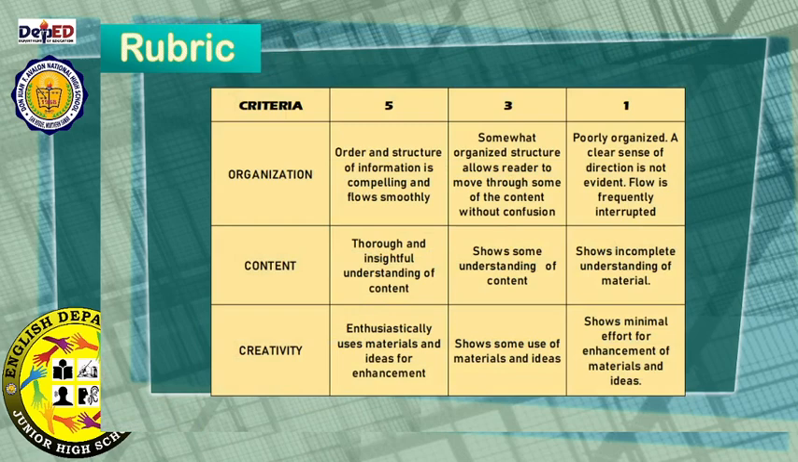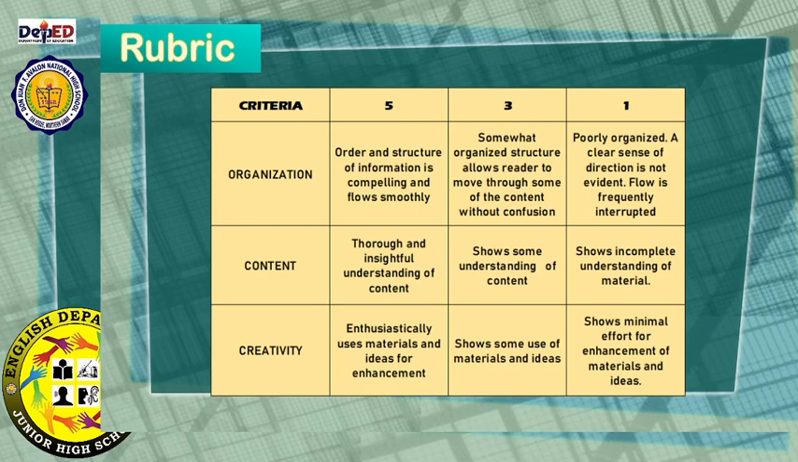By the way, consider the criteria in writing the outline for your argumentative essay. First, the organization, content, creativity. Under organization, there are 5 points for every category. So 5, 3, and 1.